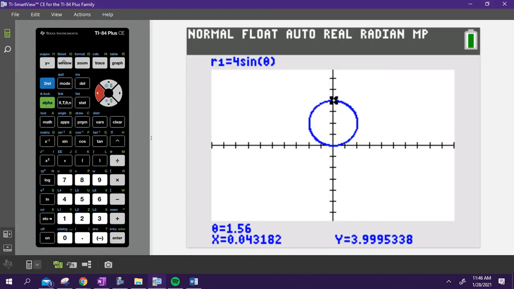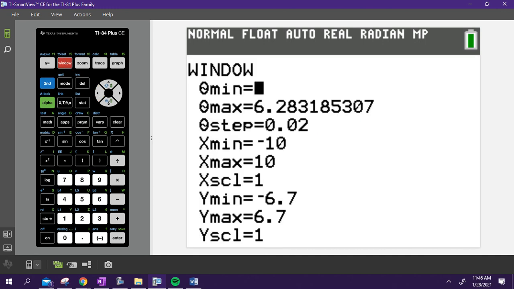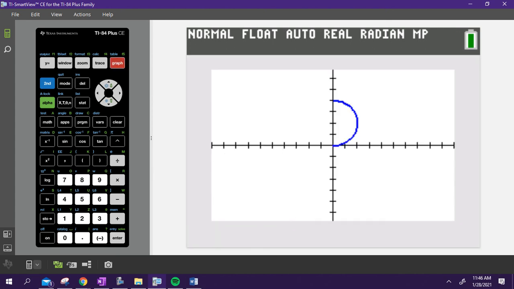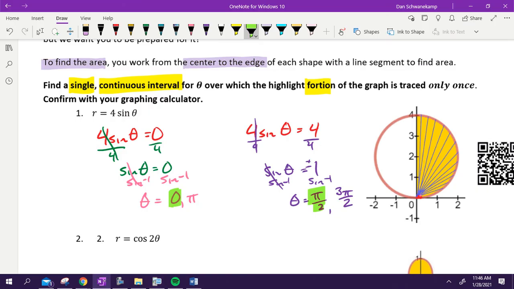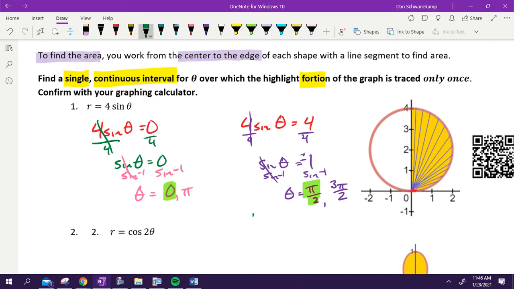Well, let's just plug it in then. We looked at it, we used the trace button. Now let's do our window. Let's go from 0 to pi over 2. We thought that was going to be right, but let's just check. Yep, that's what we wanted. That was correct. 0 to pi over 2 is what I wanted for that one. So how could I make this circle? Well, I would need to find the area between 0 and pi over 2. That's the interval I would have to find this area from.